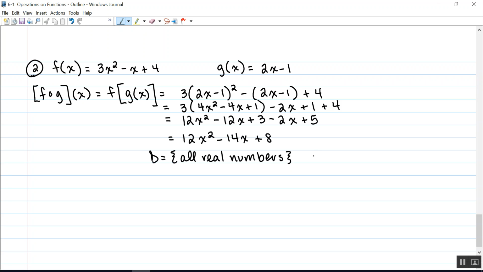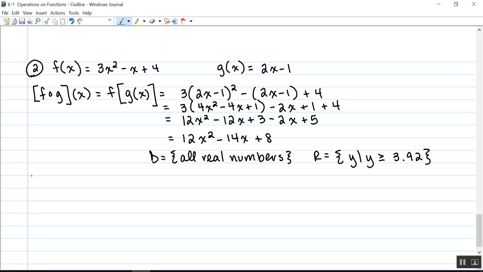Now the range here is going to be a little trickier, because this is a quadratic, it's going to be graphed as a parabola. So use your calculator and find, in this case, the minimum value of that parabola. Since a is positive, it's going to be opening upwards. So using my graphing calculator, I found that the minimum value is 3.92, so y is greater than or equal to 3.92, and that would be the range.